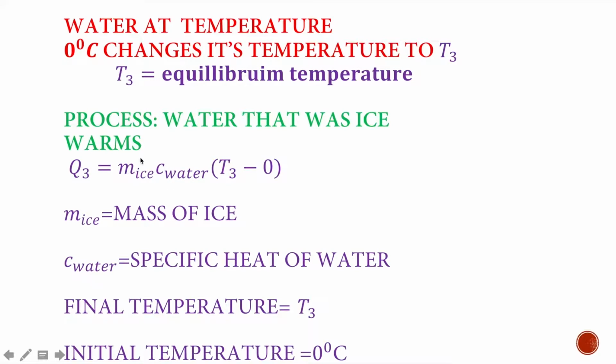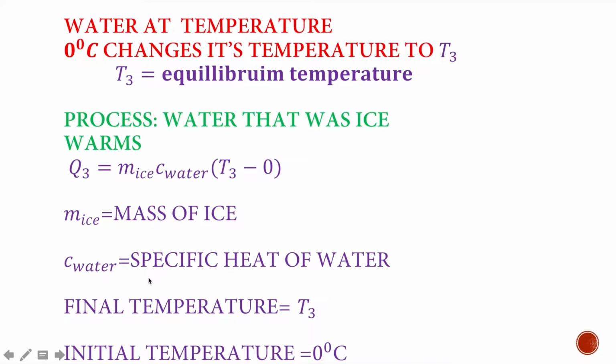And why are we taking it as ice? Because initially the component was ice, and that ice melts into water, so the mass is equivalent to the mass of the ice. So mass of the ice into specific heat capacity of water into T3, the equilibrium temperature, that is the final temperature achieved by that component, minus 0, because that is the initial temperature of the water, which is at 0 degrees Celsius.